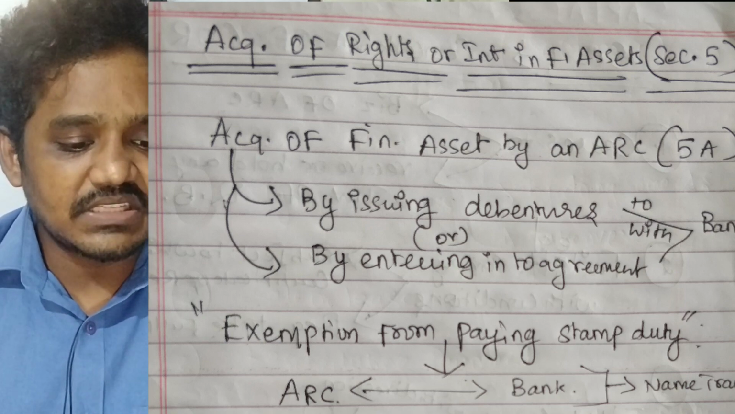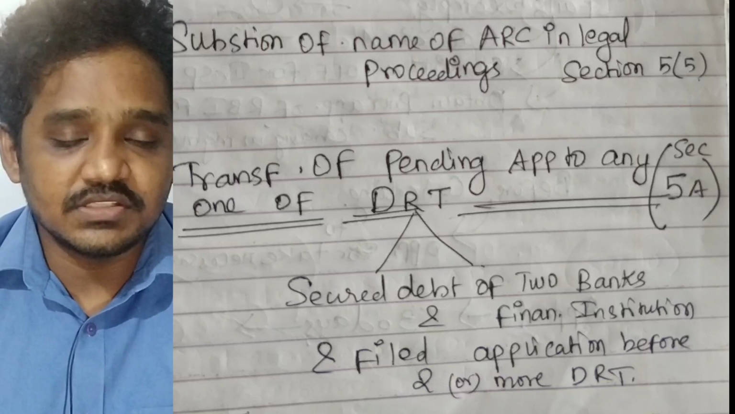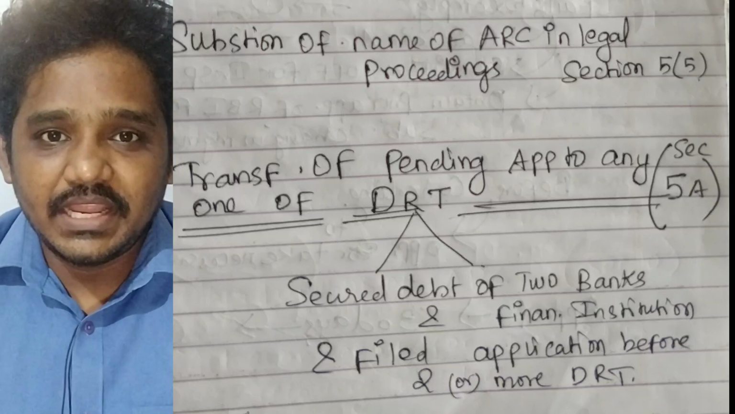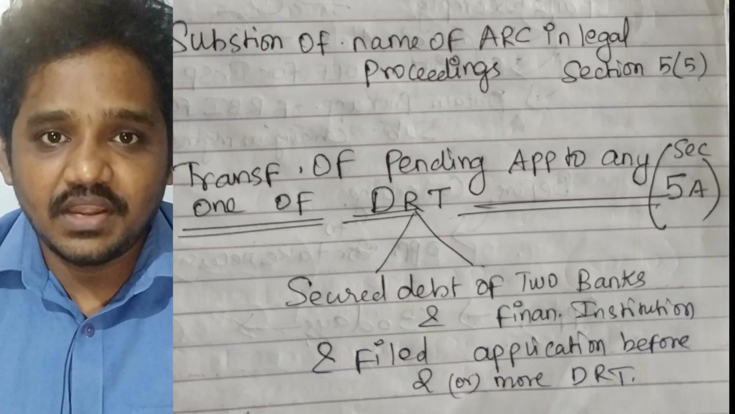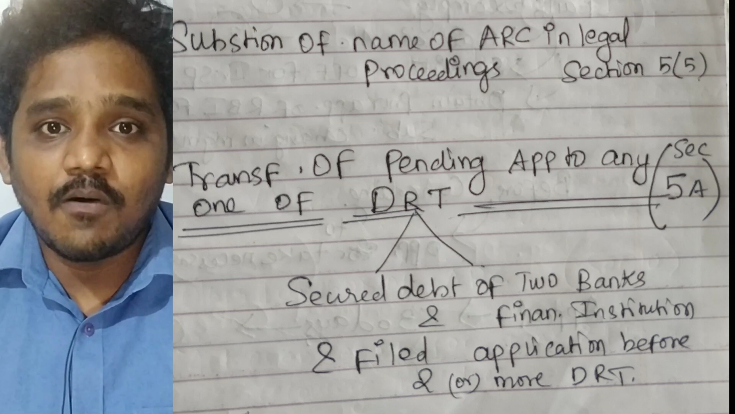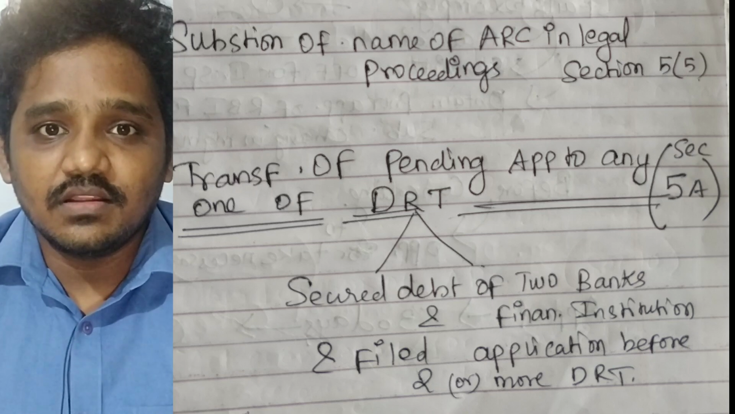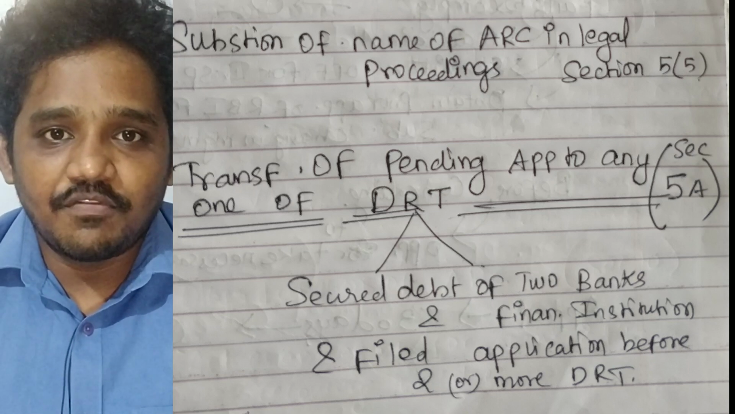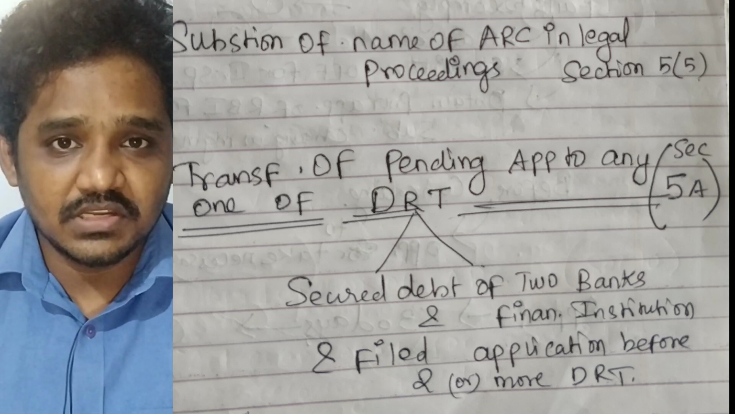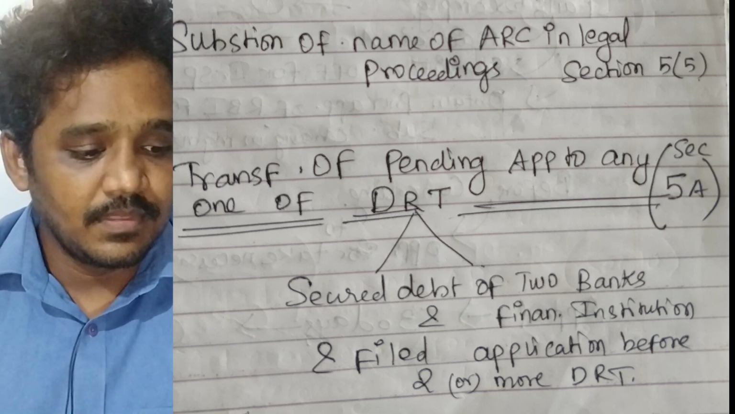Substitution of name of the asset reconstruction company in the legal proceedings. This is nothing but the asset reconstruction company's name will be reflected in all the securities. The names will get changed in the registrar office. The name of the bank will be removed and the asset reconstruction company will be fixed there.